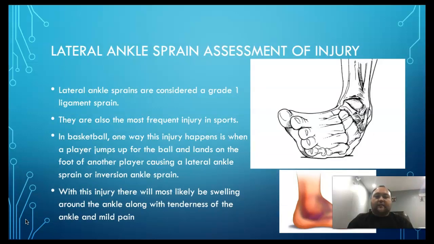First one, assessment of injury for the lateral ankle sprain. A lateral ankle sprain has different grades. A minor one that you mostly see, and this is the most common one, is a grade 1 ligament sprain. It's a very frequent injury in sports. In basketball, one way this happens is a player jumps up for the ball, lands on the foot of another player, causing a lateral ankle or inversion ankle sprain. With this injury, you'll most likely see swelling around the ankle along with tenderness and mild pain.